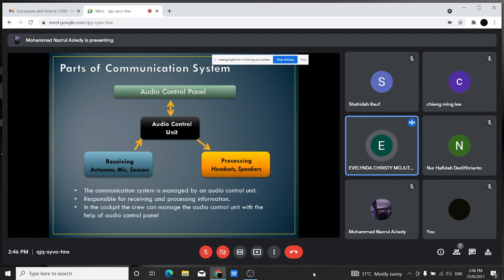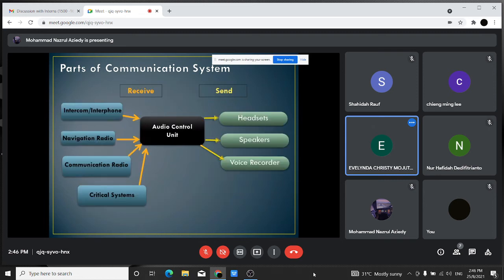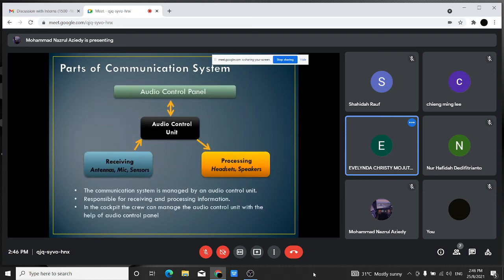The communication system is managed by an audio control unit. This unit is responsible for receiving information from antennas, microphones, and sensors. It is then responsible for processing this information and transmitting it to specific locations such as the headset, in the cockpit or in the cabin. In the cockpit, the crew can manage the audio control unit with the help of the audio control panel.